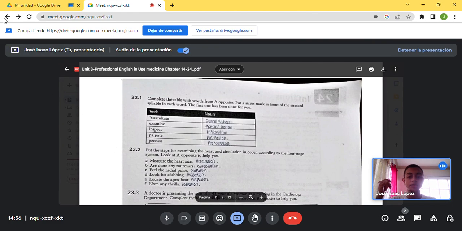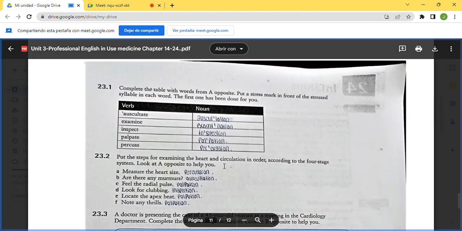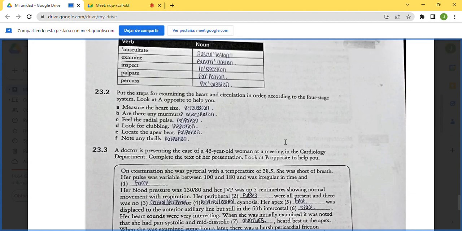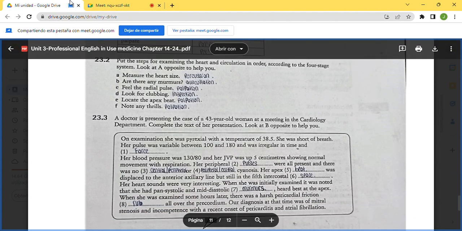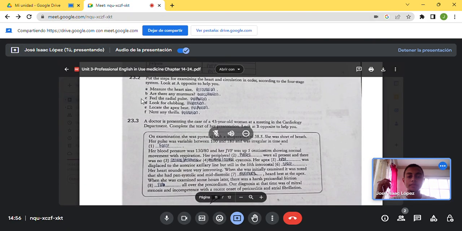Exercise 23.2 says: put the steps for examining the heart and circulation in order according to the four-stage system. Look at A opposite to help you.